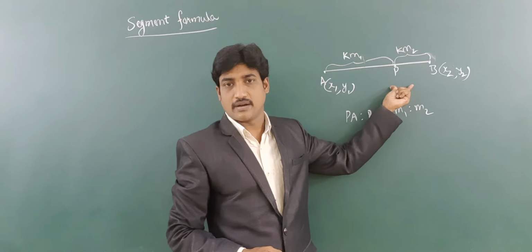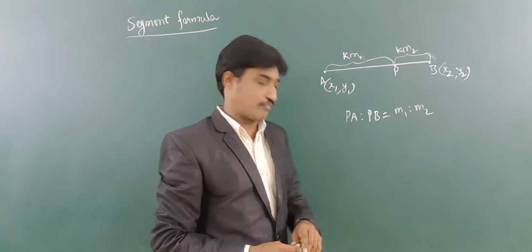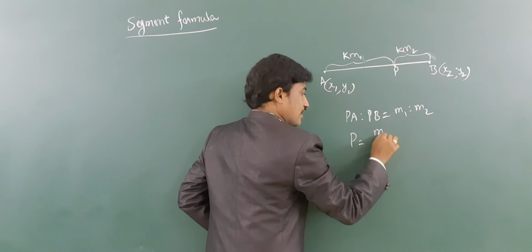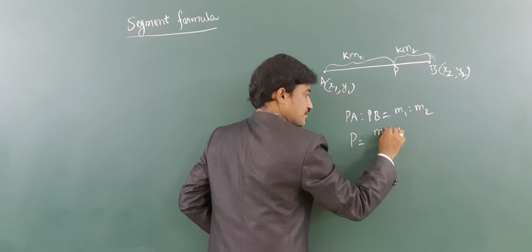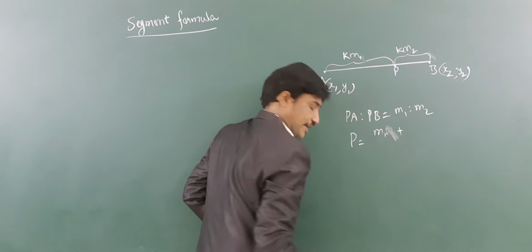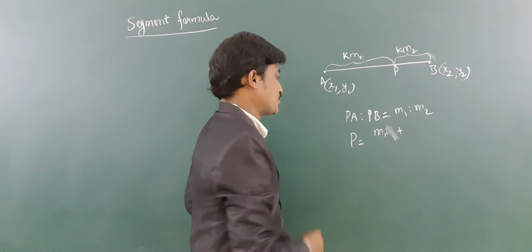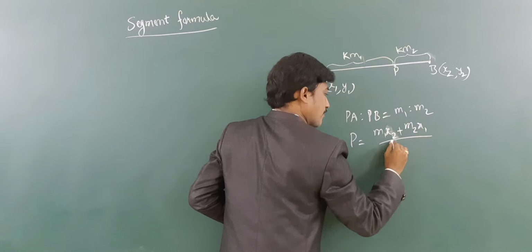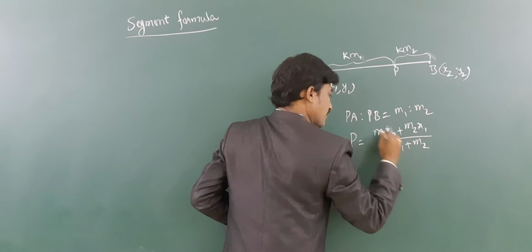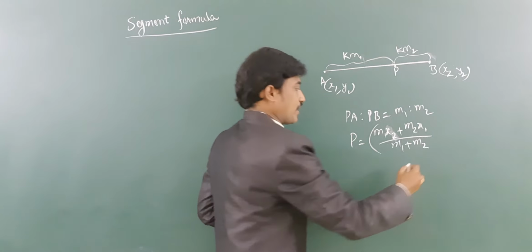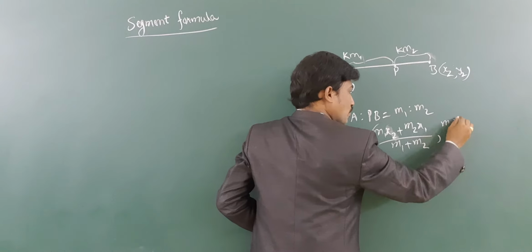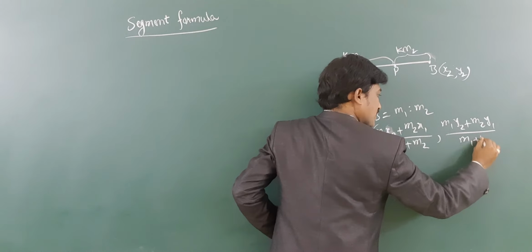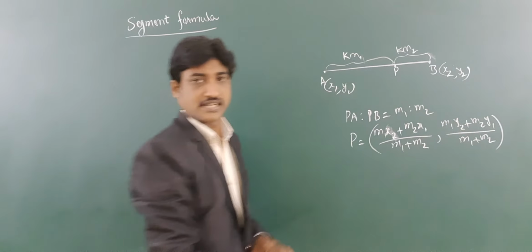Then we can find the coordinates of P using the formula. P is equal to (m1 x2 + m2 x1)/(m1 + m2). It is the first coordinate. The second coordinate is (m1 y2 + m2 y1)/(m1 + m2). We call this the section formula.